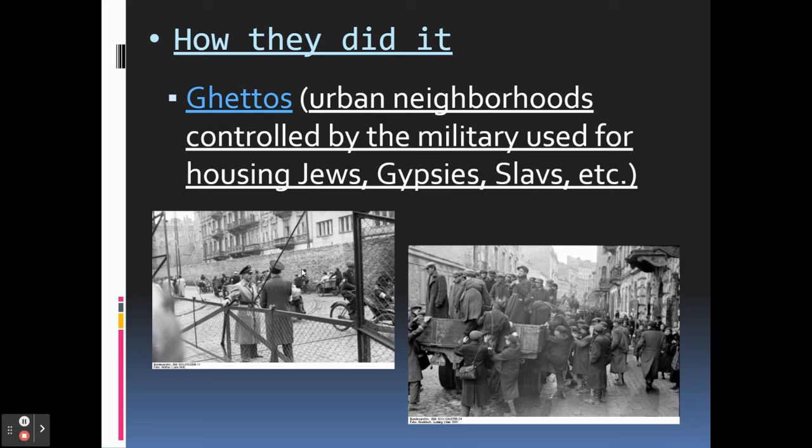Slavs are people from the Slavic region where Yugoslavia was on your map that you just made. These people were seen as enemies of the Nazis, so they were put into ghettos, severely overcrowded and underfed. They were not provided with enough food. They couldn't work. Basically, this was like a prison.